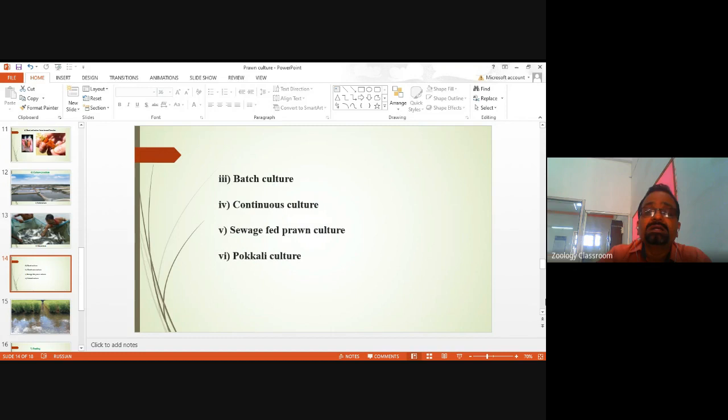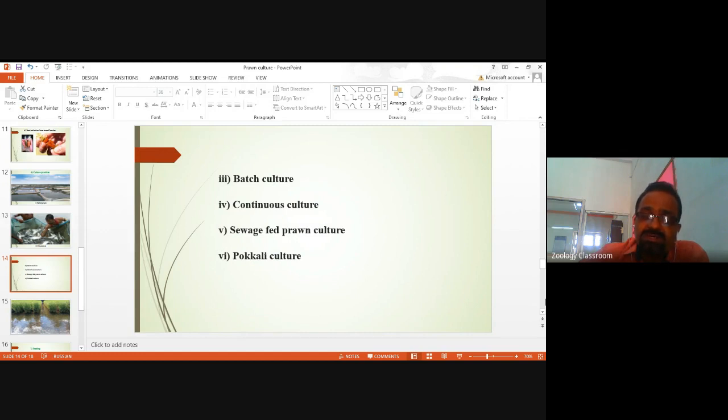Next is the continuous culture. The pond is used for the continuous culture for about 1 to 5 years. Harvesting is done continuously every 4 to 9 months, and the post larvae are added periodically after every harvest, without draining, without drying. Such type of practice is done. The ponds are drained and dried after 5 years.